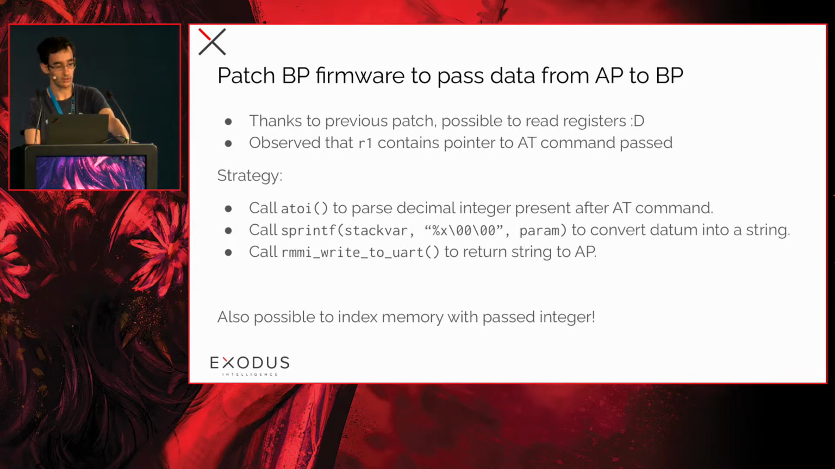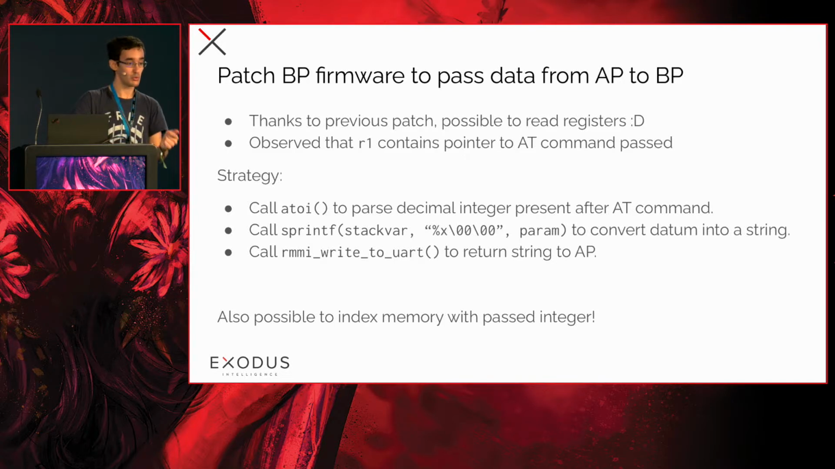Once again, we can call atoi to parse the decimal string that follows the string ATI. So after ATI, there would be a number, and we can just call atoi on that number following the string ATI. We can call sprintf once again, and if we call RMMI_WriteToUART, we can get the baseband to echo whatever we just sent to it.